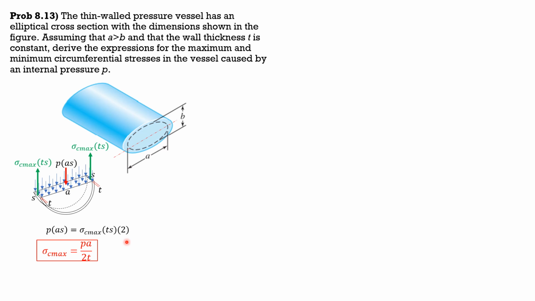In a similar fashion, we section the tank in this manner, and with the dimension as shown, summation of horizontal forces gives sigma c minimum equal to pB over 2t. It's not shown anymore because the free body diagram would be the same, except that the dimension here is replaced by B, and sectioning should be vertical in that sense. So that's it. I hope that you were able to follow the explanation and the solutions.